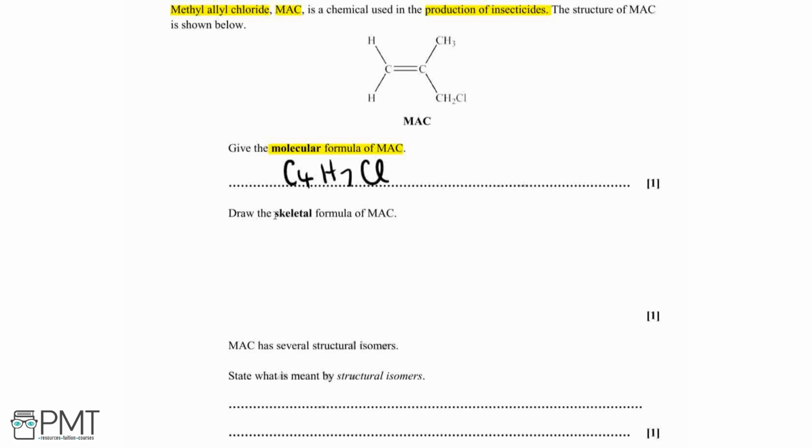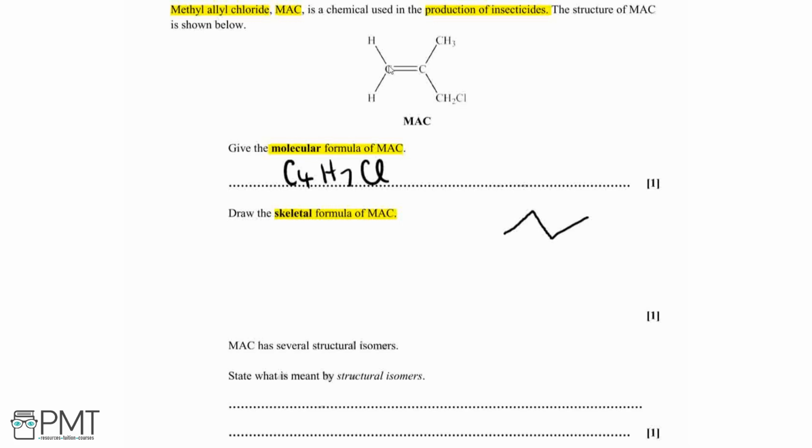The next part, we need to draw the skeletal formula of MAC. So for the skeletal formula, we show the carbon-hydrogen backbone as zigzag lines overall, so something a bit like this overall. So we don't show any hydrogen atoms at all. We only draw an atom if it's not a carbon or a hydrogen, so a different functional group overall. So let's draw this out here.